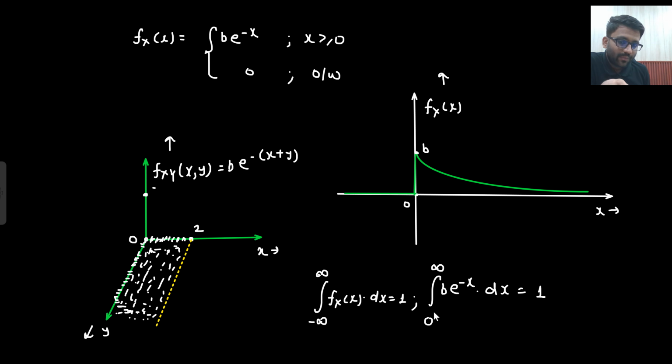So what I will do? From 0 to infinity, b e to the power minus x dx. Why 0 to infinity? Because x is taking value from 0 to infinity only. So b e to the power minus x dx should be equal to 1. Here, do I need this particular graph? No. I only need that x should be going from 0 to infinity. That's it. This is what I need. So x is going from 0 to infinity. I integrated it. What will I get? B equals 1. Is that clear to you?